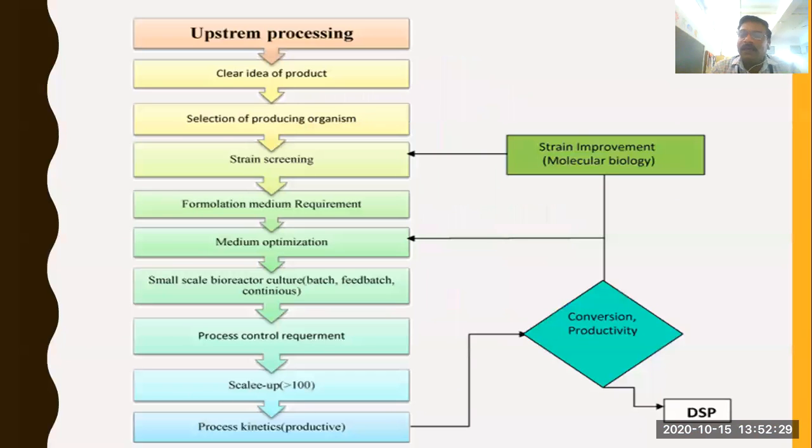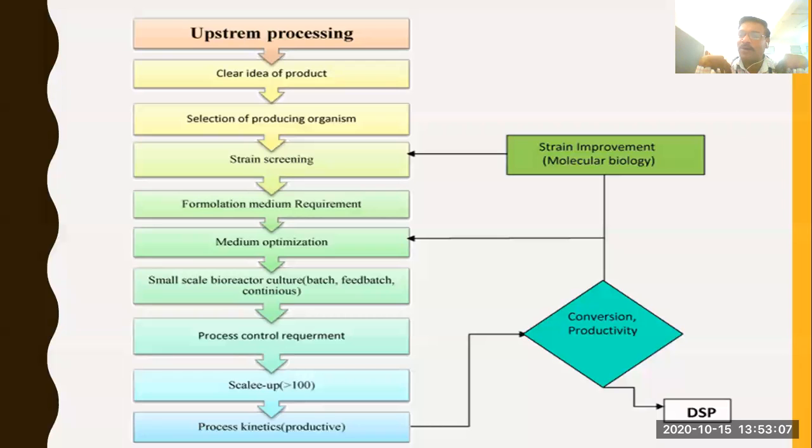What exactly are the upstream process and the downstream process in an industry? It is very important. If we do not have the knowledge, then it is very, very difficult to proceed with any kind of manufacturing of the interested product with the help of microorganisms. The upstream process requires having clear-cut ideas of your product.